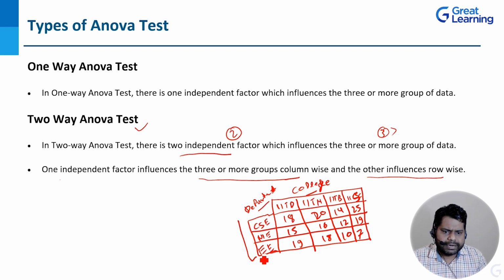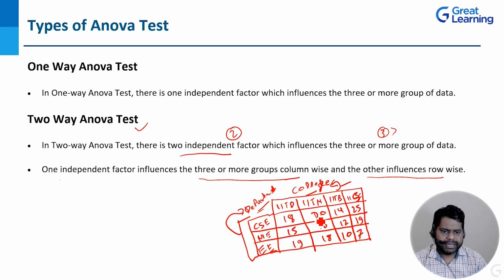So department is an independent variable and this college is another independent variable. So what we can see here is there are two independent variables, one is department and another one is college, and they are influencing or impacting the annual package, or we can say the average salary of the students who get placed across the groups.